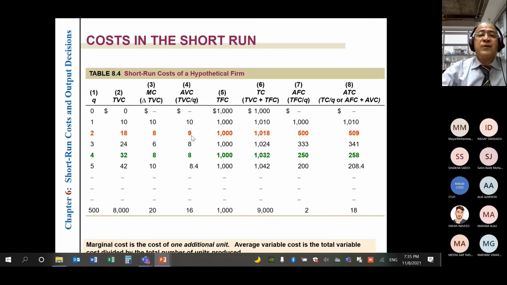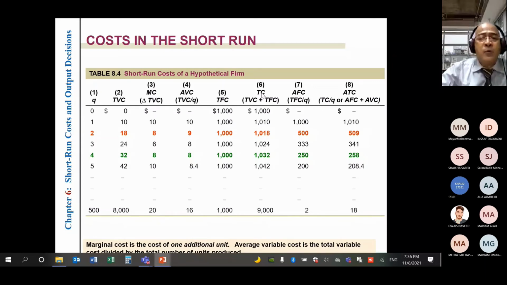What is average variable cost? Total variable cost, 18, divided by output, 2. 18 divided by 2 equals 9. So in this example, we assumed Khalid pays rent of 1,000 dirhams as monthly rent, regardless of the quantity produced. Whether he produced 0 or 500, he has to pay 1,000.